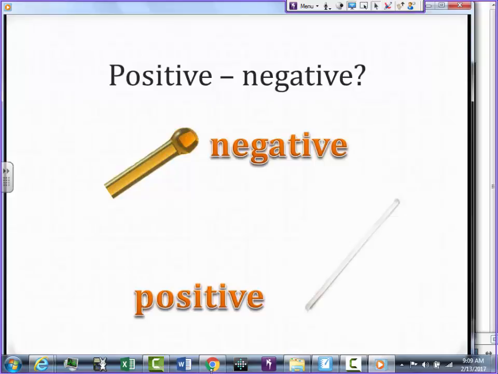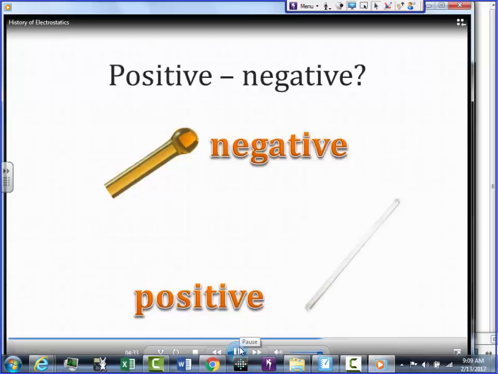Why did he choose glass as positive and amber as negative? Well, no real reason. They were just different and opposite to each other, and so he picked one to be positive and the other one to be negative. He then came up with the fluid theory that said that all substances in the universe contained this electric fluid. And this electric fluid was positive, and a positively charged object had more of this fluid, and a negatively charged object had less of this fluid.